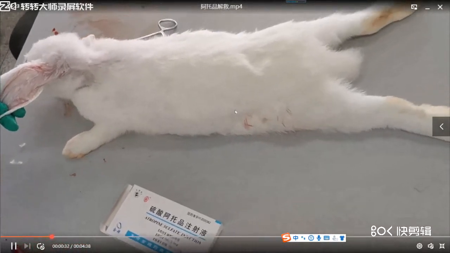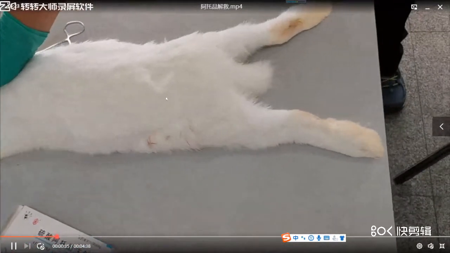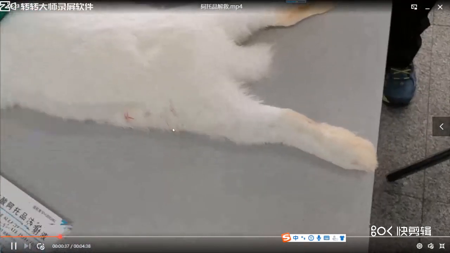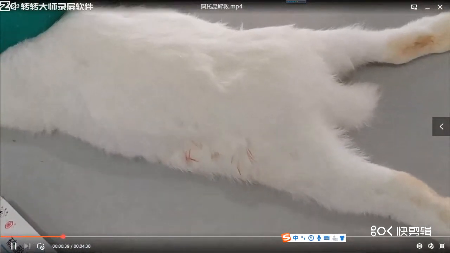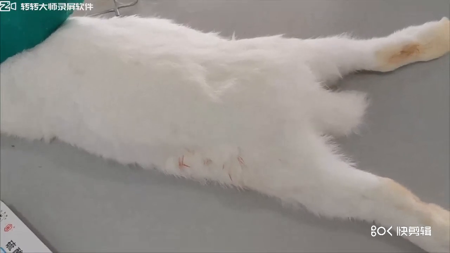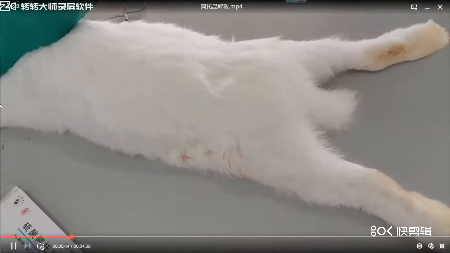For the rabbit with poisoning and fasciculation, the first choice antidote by intravenous injection is atropine. So let's inject atropine.